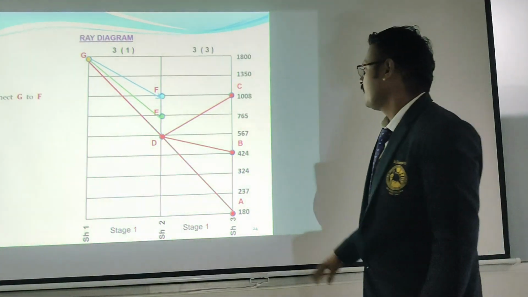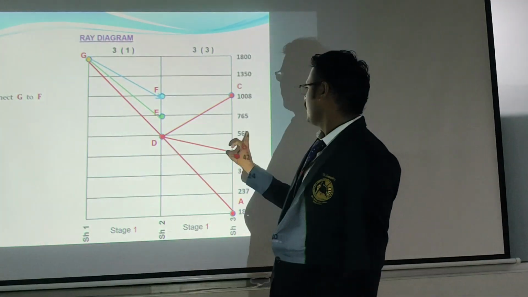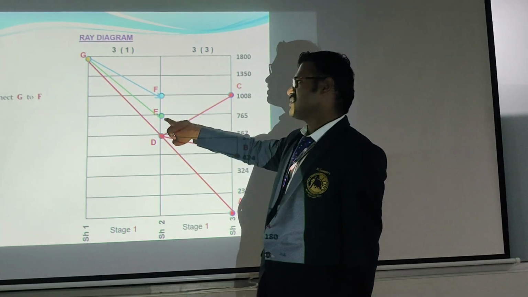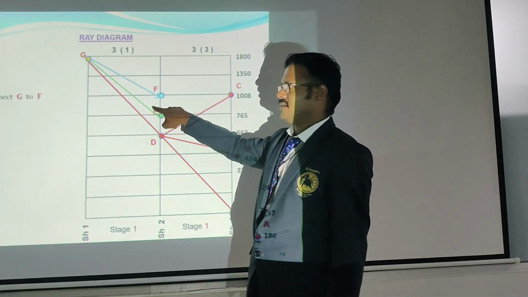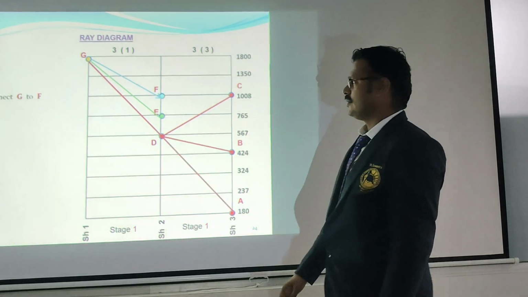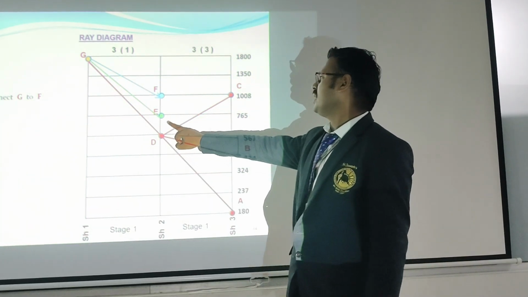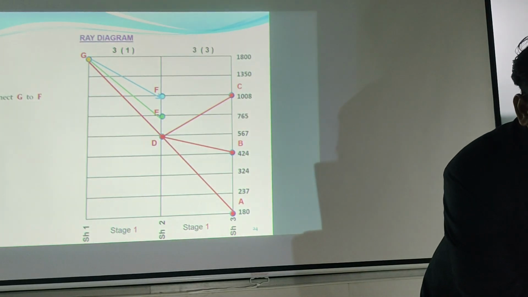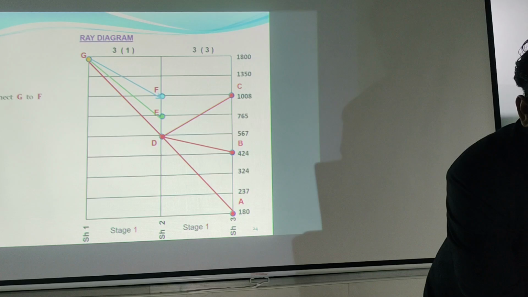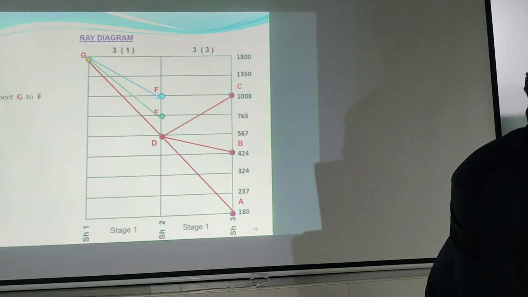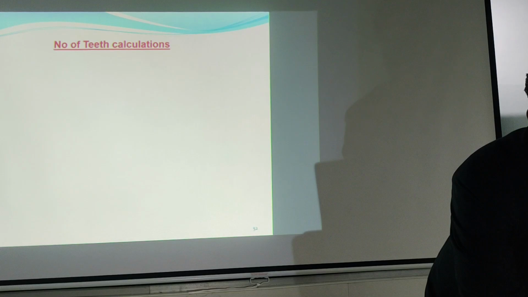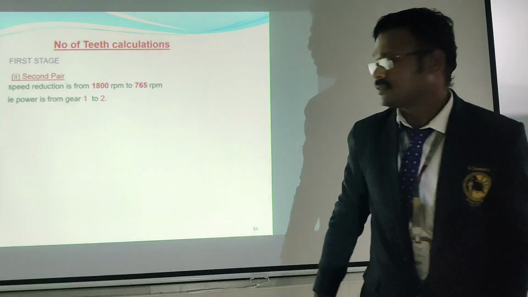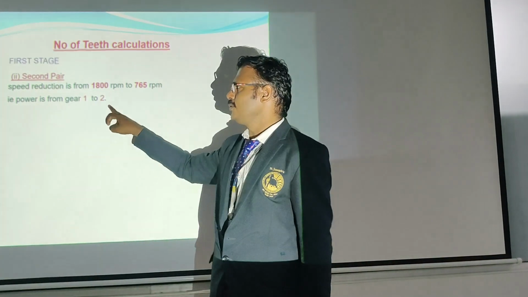If you see here, previously we have done 1800 to 567. Now I have to do the calculation for 1800 to 765 for 1 to 2 gear. Next I have to do for 3 to 4. Now I have to do for 1 to 2 gear, 1800 to 765.